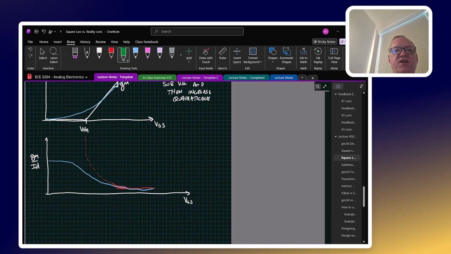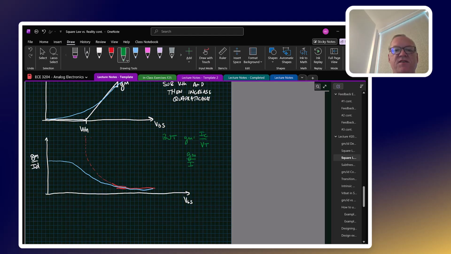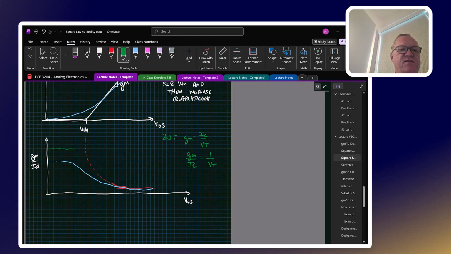What about a BJT? A BJT has a GM equal to IC over VT. So if we find GM over IC, it's equal to 1 over VT. Now this doesn't depend upon the gate to source voltage or the base to emitter voltage at all. So in fact, the GM over IC for a bipolar device is a constant value.